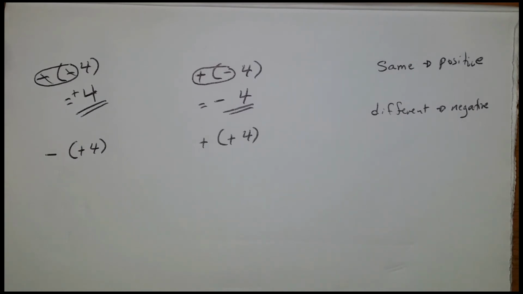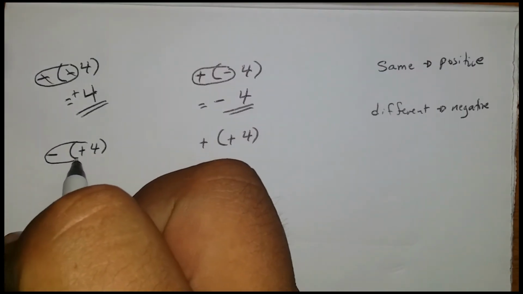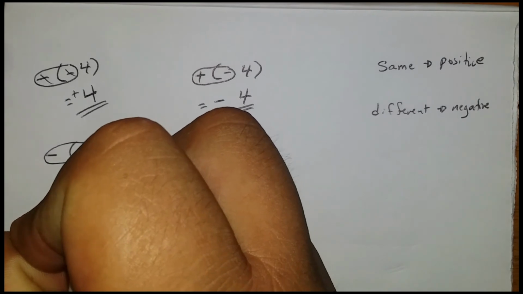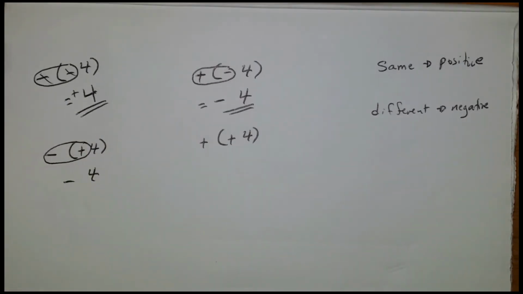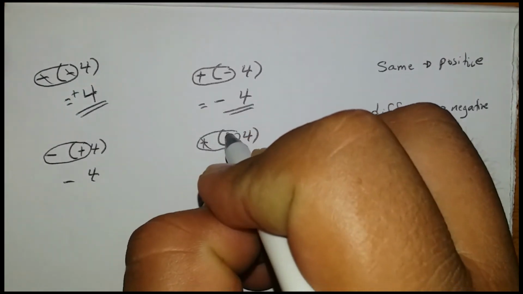Now take a look at the other one. This one was positive and negative, so you get a negative. If you have a negative outside and a positive inside, they cannot cancel out, so my answer is going to be -4. All right. And then the next one, positive and positive, we can cancel it out.